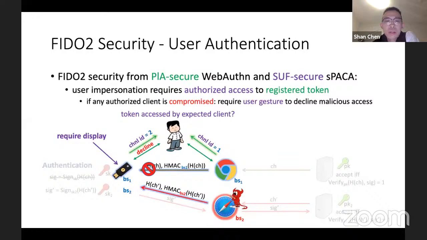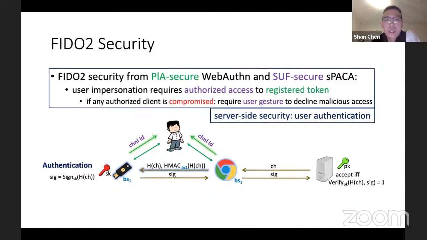To use this strongly secure protocol in practice, we also need to deal with some subtleties. If we allow some clients to be compromised, then we also require the user to perform some user gesture to decline the malicious access, such that only the expected client can access the token. So for this stronger security, we may need the token device to have some display. And altogether, we have this server-side security for the FIDO2 protocol.